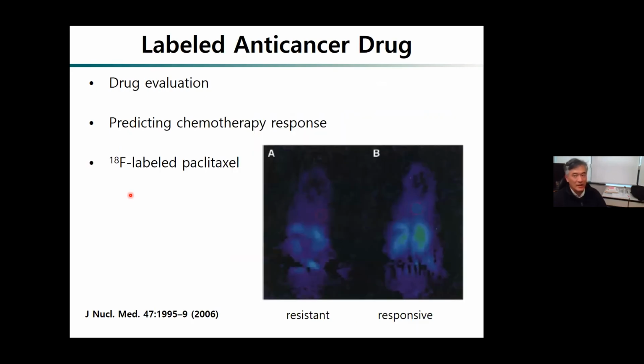And the anti-cancer drug paclitaxel is labeled with F18. Before treatment with paclitaxel, in the resistant case to chemotherapy, you can see low uptake in this region. In the responsive case, we can expect a response to that chemotherapy, and the uptake is increased in this model.